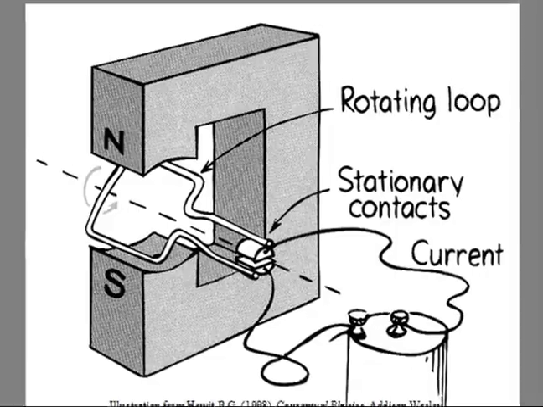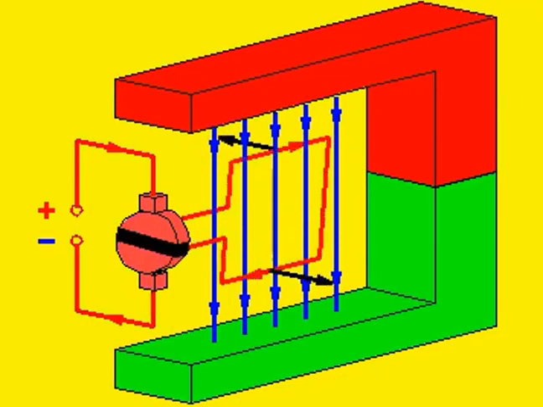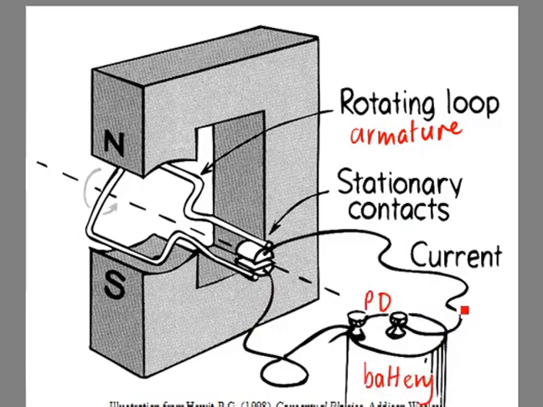The motor effect is used in the electric motor. An electric motor converts electrical energy to kinetic energy. A motor consists of a rotating loop, also called an armature, which is connected to an external circuit to which a battery supplies a potential difference, and the connection is via two stationary contacts.